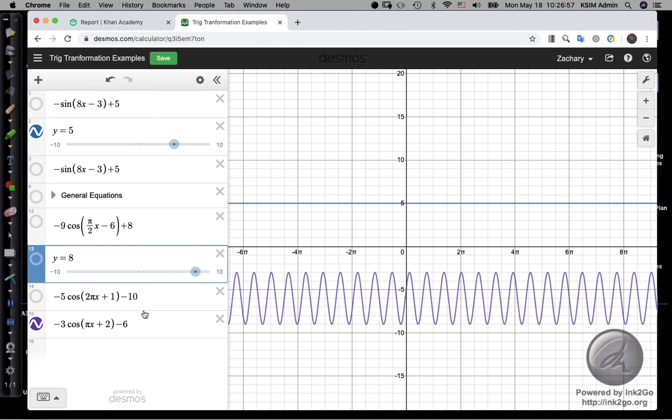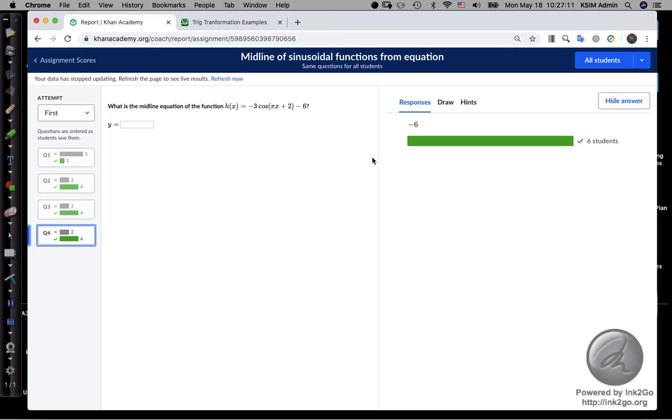So those are the only 4 transformations we really need to be concerned with: the amplitude, the frequency, the horizontal or phase shift, and the vertical shift. And the midline is always related to that vertical shift. So that makes the algorithm for finding the answers to these really straightforward.